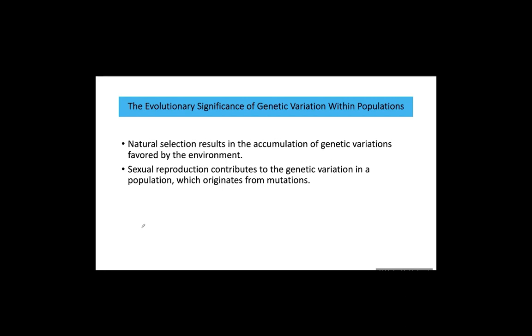This genetic variation really connects to evolution. Natural selection results in the accumulation of genetic variation favored by the environment. Sexual reproduction contributes to the genetic variation in a population, which originates from mutations. This content will come back when you study evolution later.